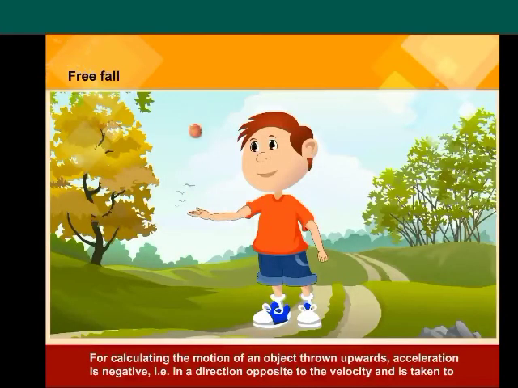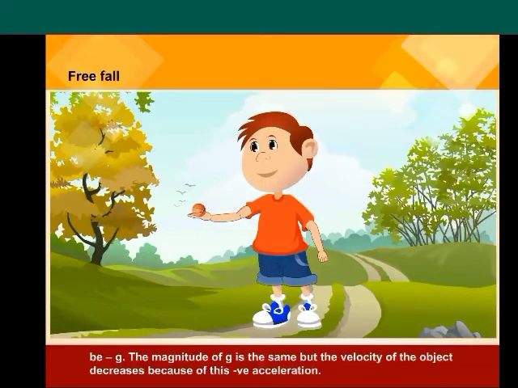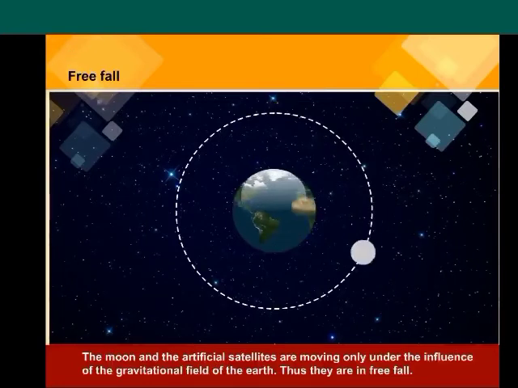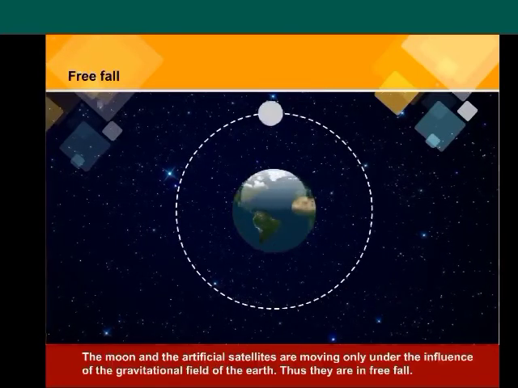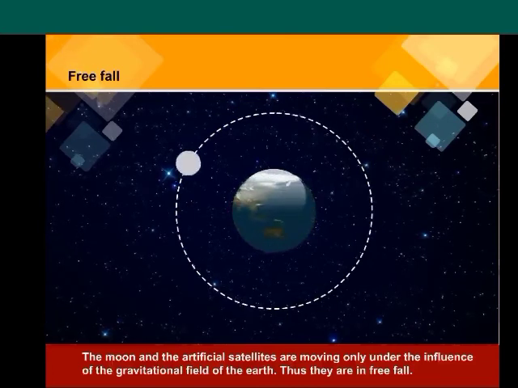For calculating the motion of an object thrown upwards, acceleration is negative, that is, in a direction opposite to the velocity, and is taken to be -g. The magnitude of g is the same, but the velocity of the object decreases because of this negative acceleration. The moon and the artificial satellites are moving only under the influence of the gravitational field of the Earth. Thus they are in free fall.